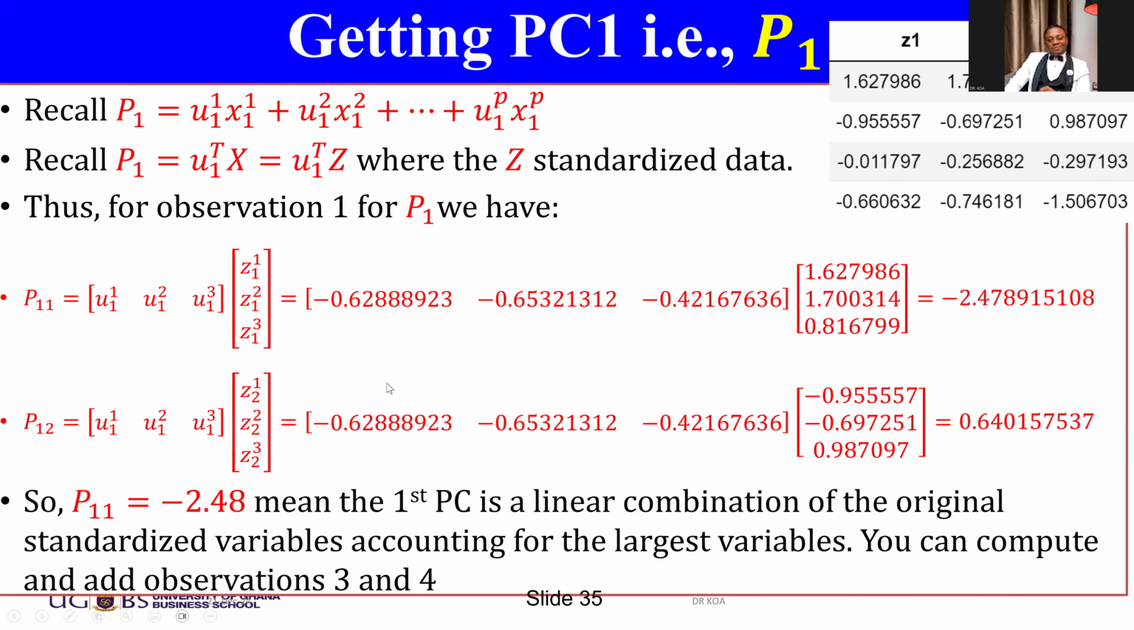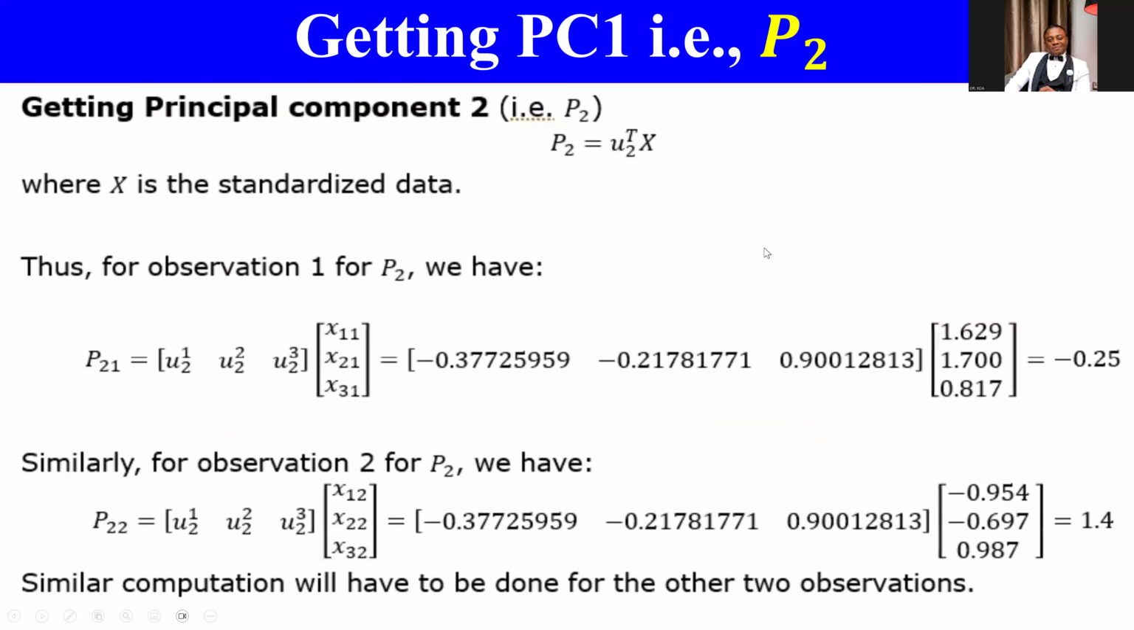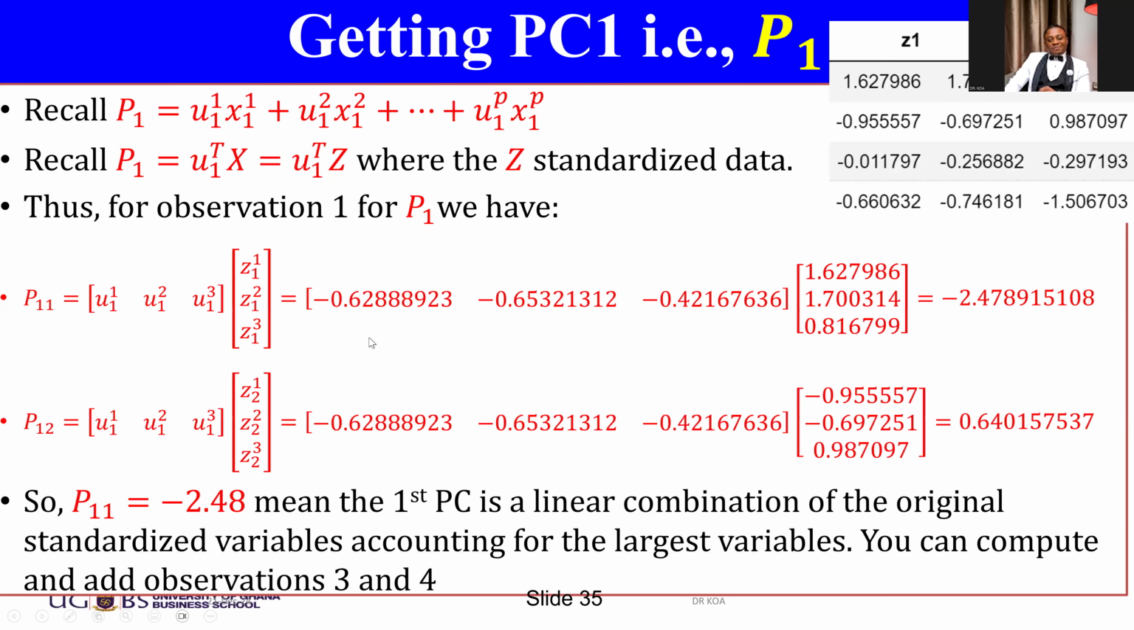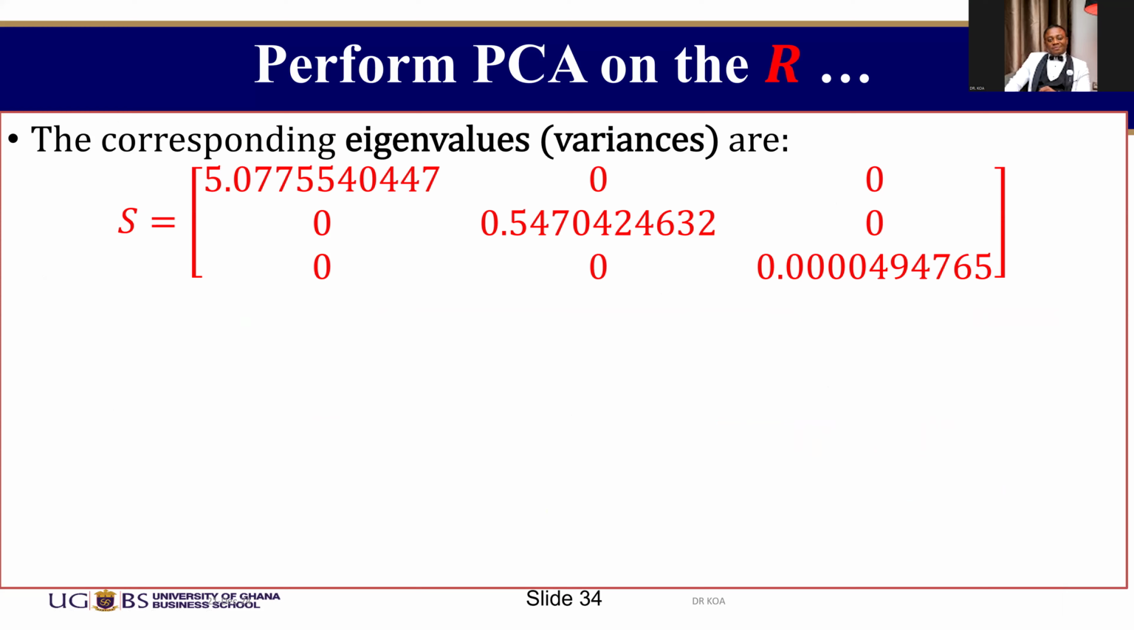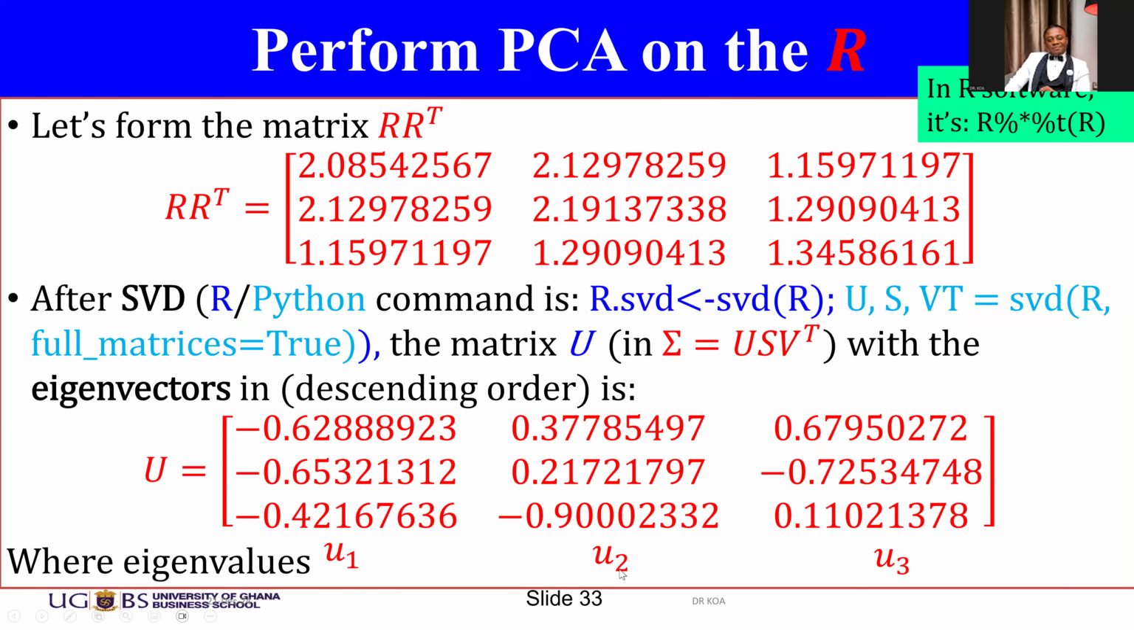Then you go to the second principal component, because this is the first principal component. You do it for each of the variables. Then you go to the second principal component. For the second principal component, you are going to use these values. Just go up here. You're going to use this U2. So you're going to use 0.37785, 0.2172, negative 0.99. You're going to use this one and then multiply it for each observation, for Z1, Z2, Z3.